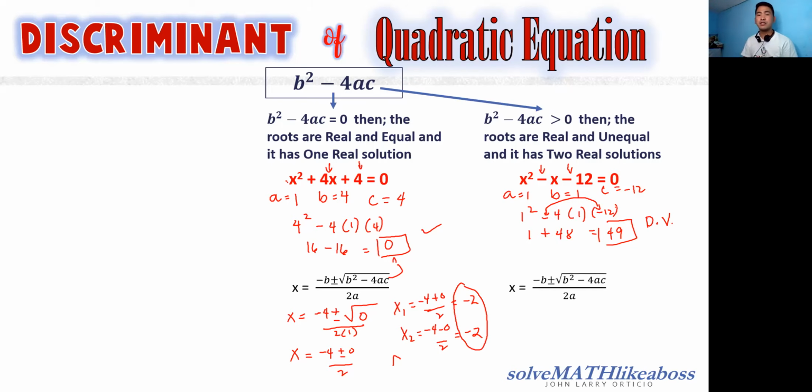To prove if it's correct, we solve the roots. So this will become x is negative, negative of negative 1. So, ayan, balikan natin. This is negative 1. So, medyo namali ng sulat. This is negative 1.